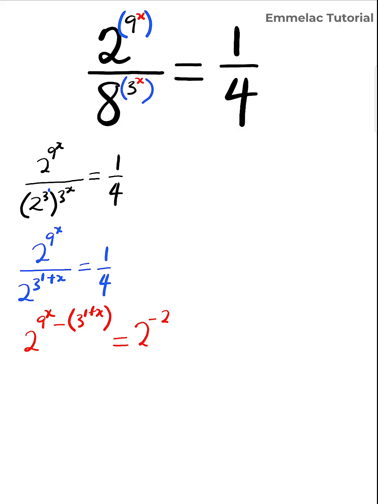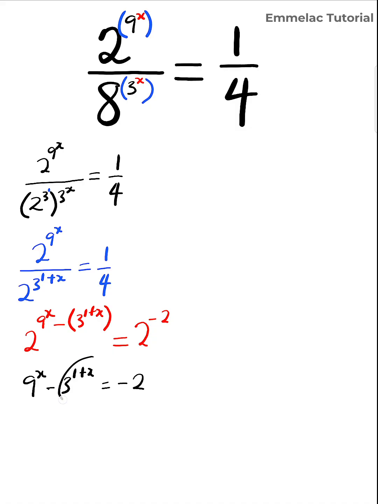Now from this part, you get to notice that we have a base of 2 on the left hand side and a base of 2 on the right hand side. Because the two bases are equal, we can equate the exponents, giving us 9 raised to x, minus 3 raised to 1 plus x, equals negative 2. All right, let me do something here. Now let me reduce.